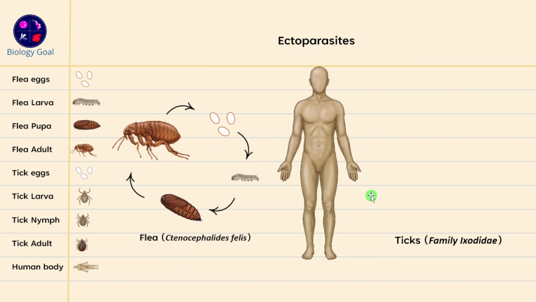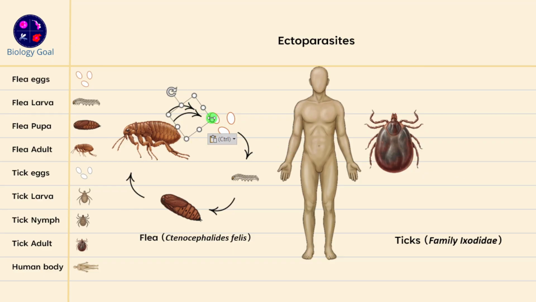And then let's move on to the second one, which is ticks of family Ixodidae. Okay, so let's talk about different stages. Let me bring the adult stage right over here, and you will see how scary looking this particular bug is. Look at that. So this is the tick, and we'll start with stage 1, which is the egg in this case. Let me copy and put it right over here, and we'll start with egg stage.